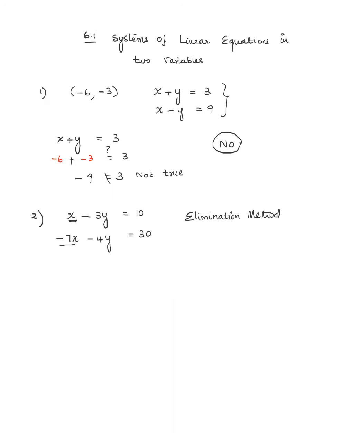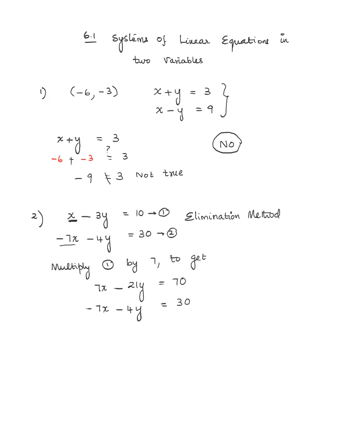So let's mark this one as equation number 1. This is equation number 2. So multiply equation 1 by 7 to get 7x minus 21y equal to 70. So I multiply the first equation by 7 and write the second equation as it is.